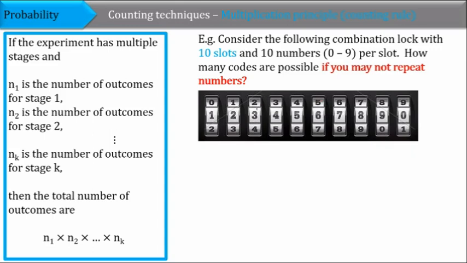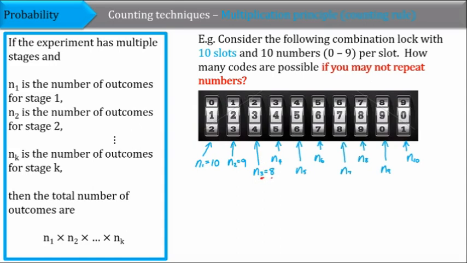Right, now let's add a restriction. Let's say the same situation, 10 slots, 10 numbers per slot. How many codes are possible now if you may not repeat any numbers? So that means for the first one we'll have 10 possibilities. We can choose any of the numbers 0 to 9. But whatever we choose here must be excluded from the selection in the next one. So that means there's only 9 that's available for the next one.